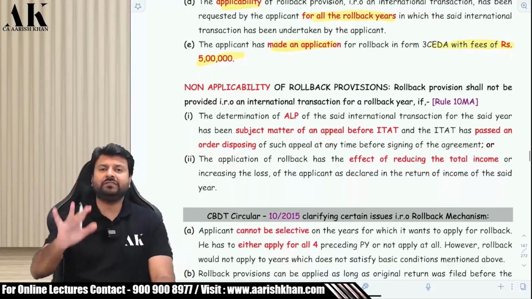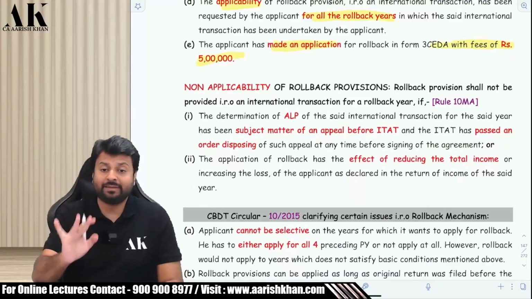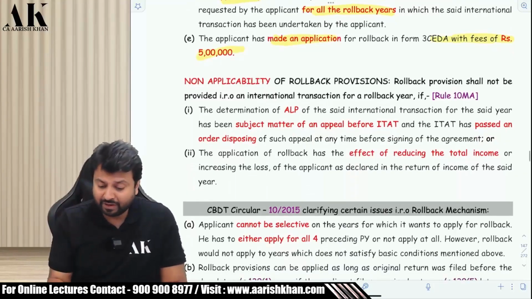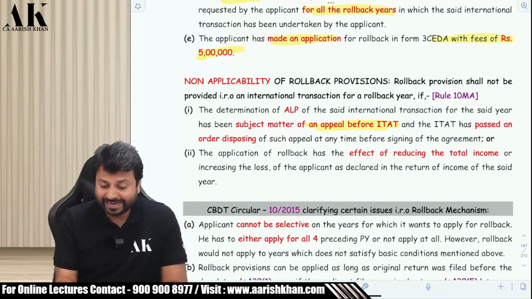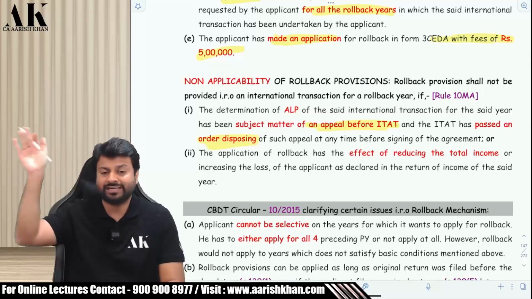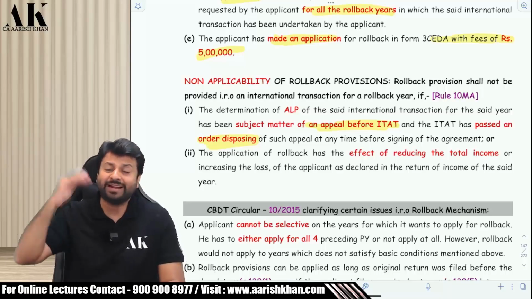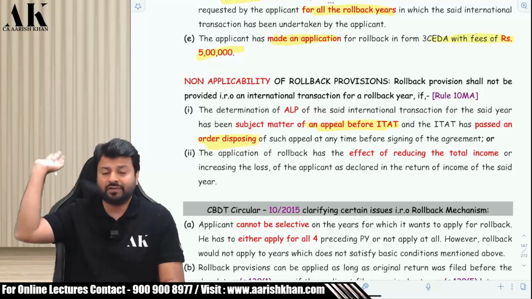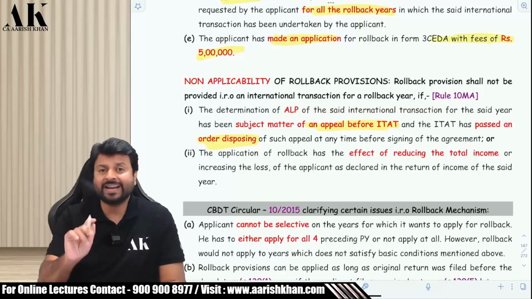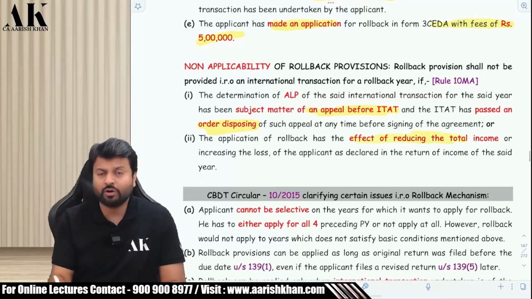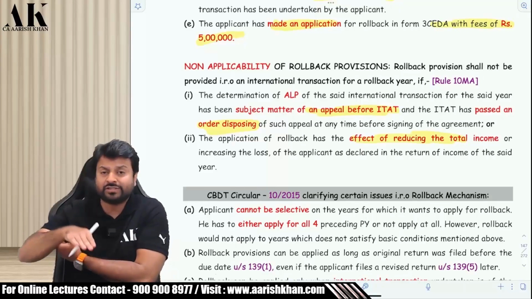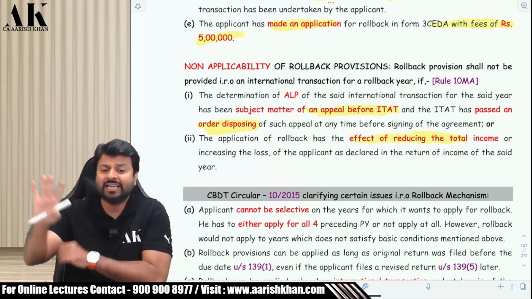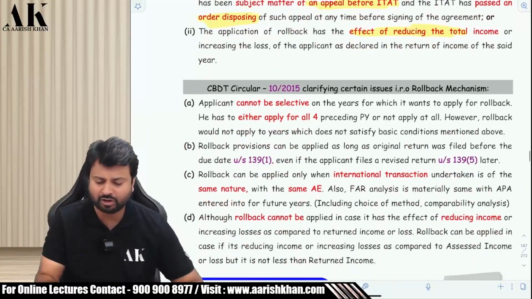Now, this provision will not be applicable. Rollback will not be applicable in certain cases. First case is if your matter has gone to ITAT. If your matter of earlier year has gone to ITAT and ITAT has passed an order disposing of the matter at its end, ITAT has already closed your matter, then in that case you cannot go for rollback. Rollback is not possible. Second, rollback is not possible if because of rollback the income is reducing. If because of rollback the income of past year is reducing, or if the losses of past year are increasing, then rollback is not possible.